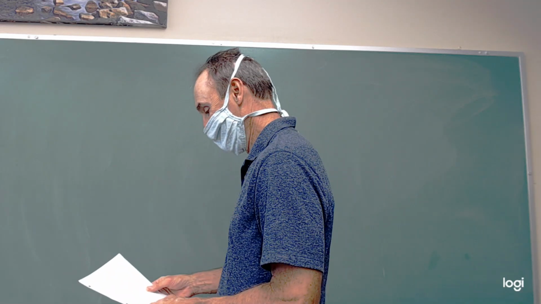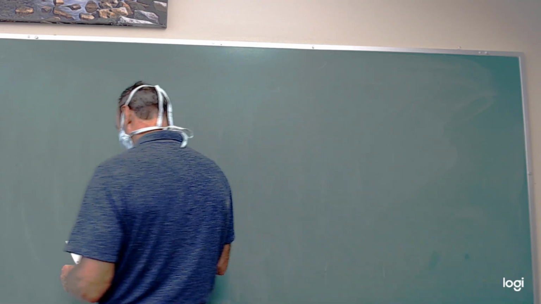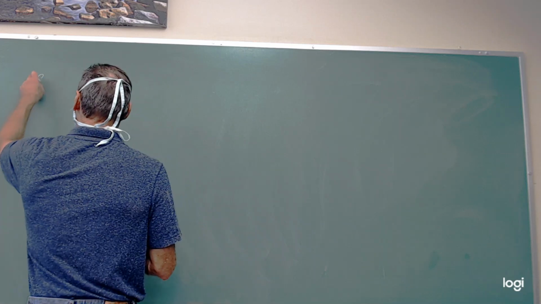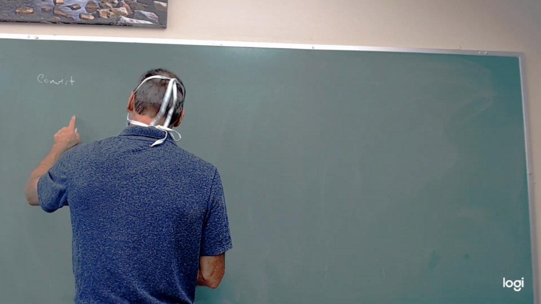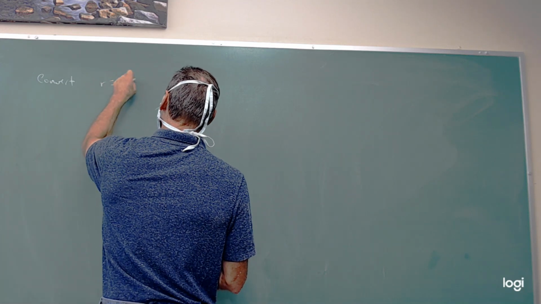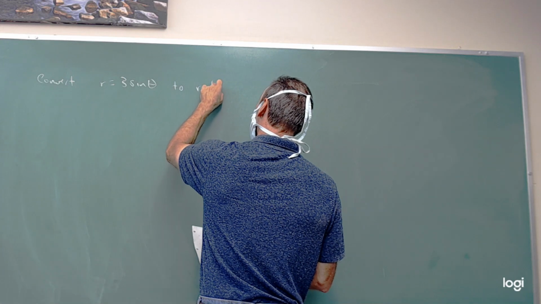Okay? Okay. So let's start with converting. Let's convert the equation r equals 3 sine theta to rectangular coordinates.